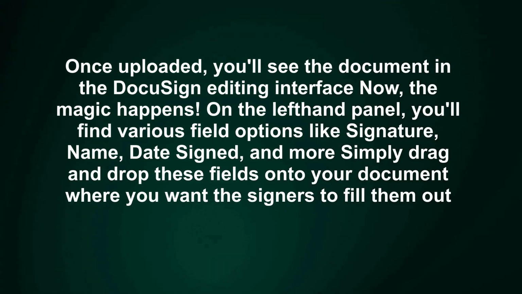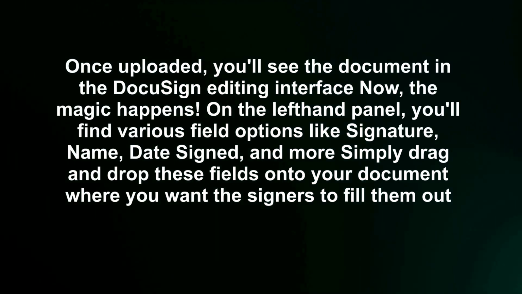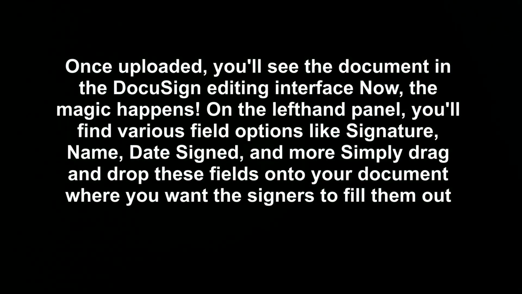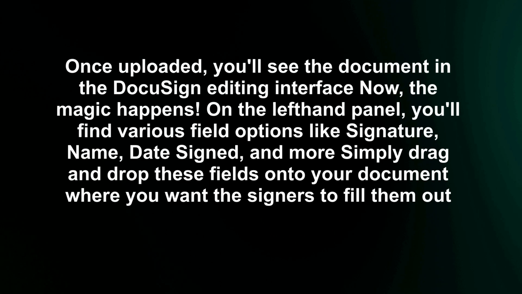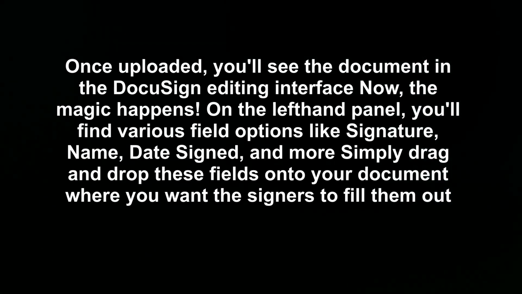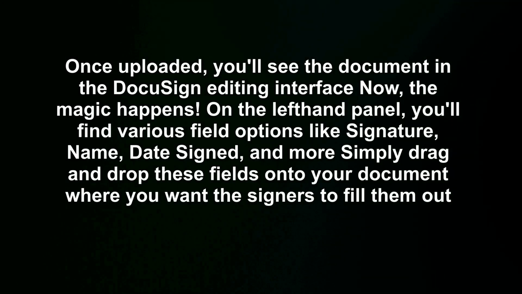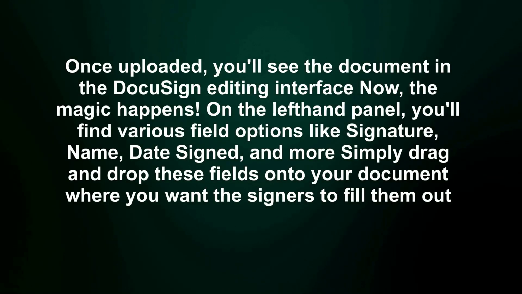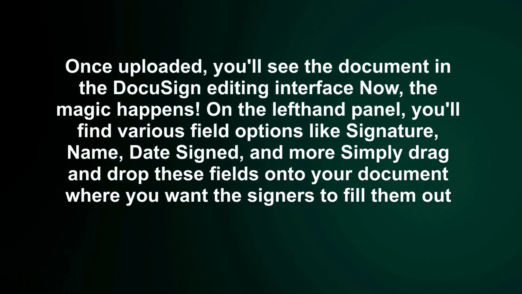Once uploaded, you'll see the document in the DocuSign editing interface. Now, the magic happens. On the left-hand panel, you'll find various field options like signature, name, date signed, and more. Simply drag and drop these fields onto your document where you want the signers to fill them out.